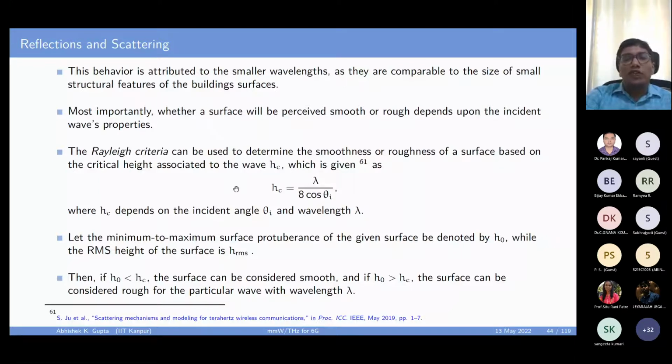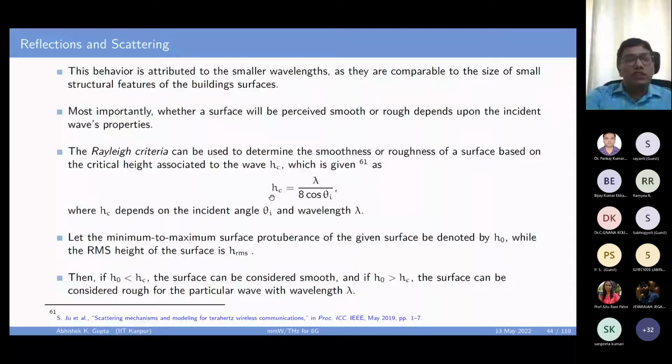For a wave with wavelength lambda and incident angle theta, the critical height parameter is given by lambda divided by 8 cos theta. It depends on the wavelength and the incident direction. This is a small value because lambda is small. This is the critical height.